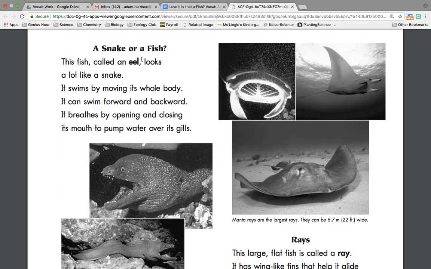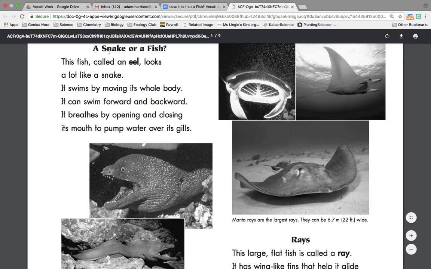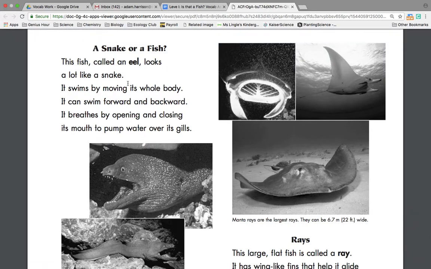A snake or a fish. This fish, called an eel, looks a lot like a snake. It swims by moving its whole body. It can swim forward and backward. It breathes by opening and closing its mouth to pump water over its gills.